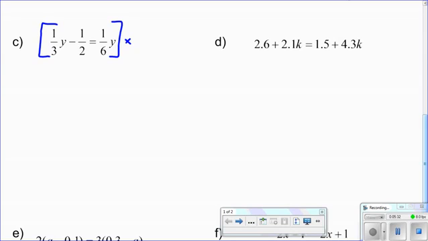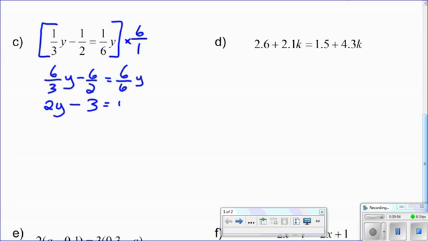So I'm going to multiply the entire equation by 6. Because if I count by 3s, I get to 6. If I count by 2s, I get to 6. If I count by 1s, I get to 6. So I end up with 6 over 3y minus 6 over 2 is equal to 6 over 6y. 6 divided by 3 gives me 2y minus 3 equals 1y.